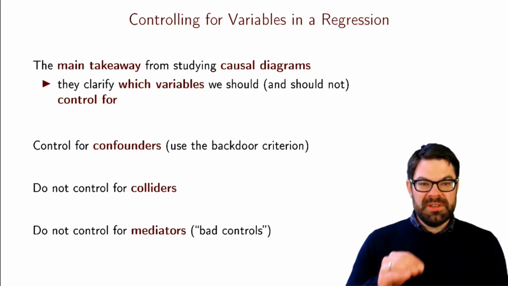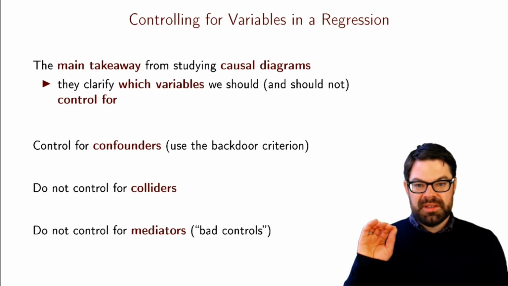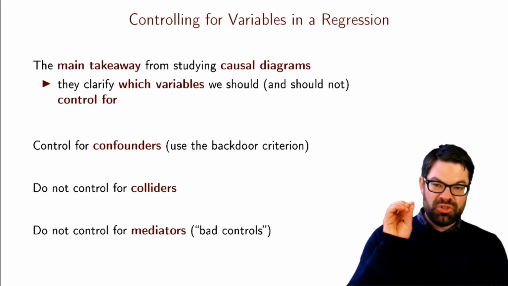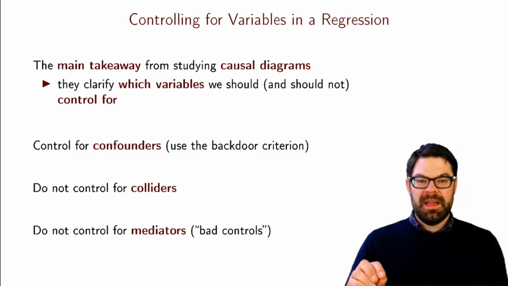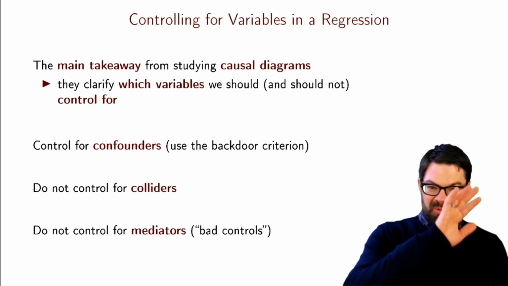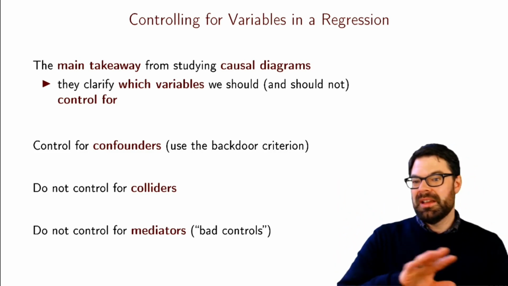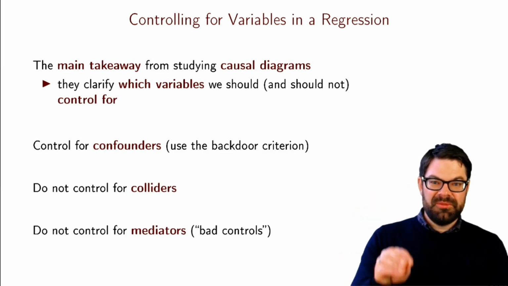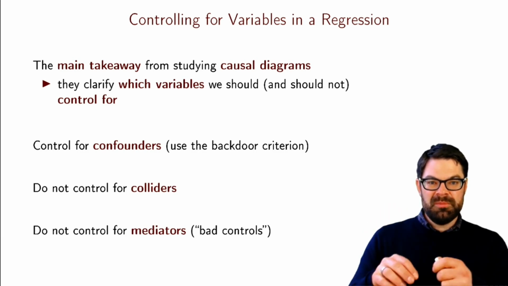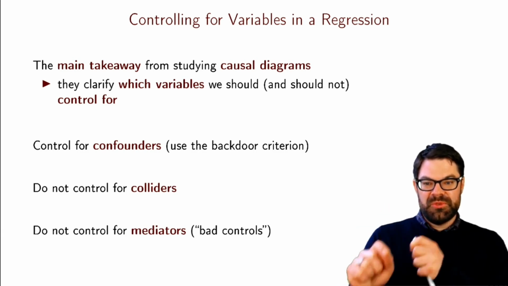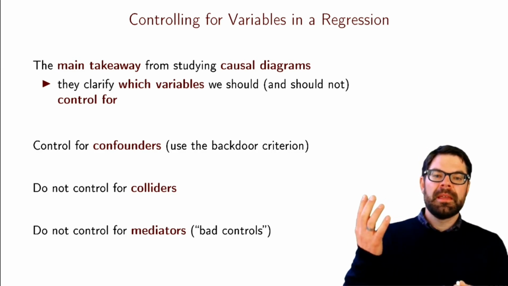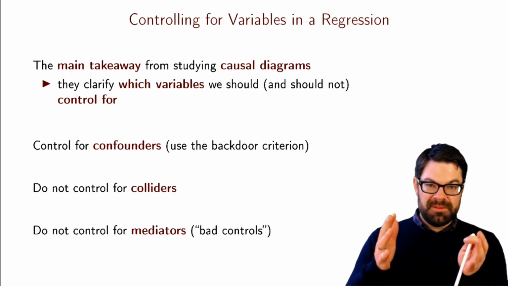They're useful for research design because they clarify which variables we should, and perhaps most importantly, which we should not control for. And so if you've ever been asked to run a so-called kitchen sink regression, just throw in whatever control you can find in your data set, forget about that. Think very carefully, what is the relationship I want to study? What is the minimum set of variables that I need to observe or deal with, because I can't observe them, in order to identify that causal effect of interest?